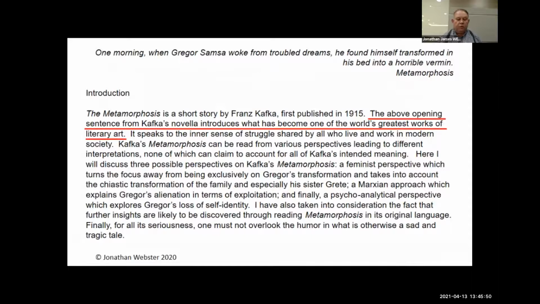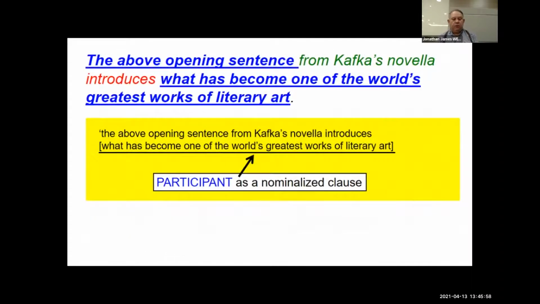It begins, the above opening sentence from Kafka's novella introduces what has become one of the world's greatest works of literary art. And what we see right away when we look at that is that it's a long sentence, what we've described as being lexically dense. Now, we looked at that when we looked, for example, at David Foster Wallace's speaking. We also looked at that when we were looking at the language in the court, and the judge, when he was summing up the evidence. Remember what we noticed was very lexically dense.